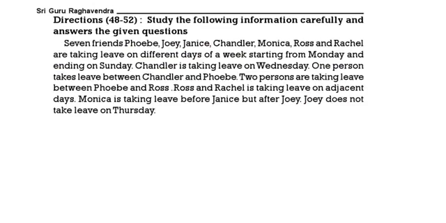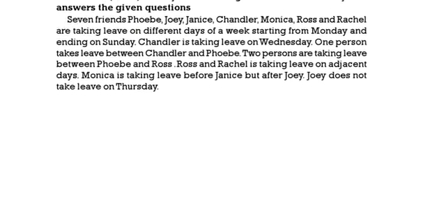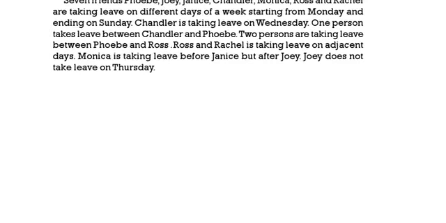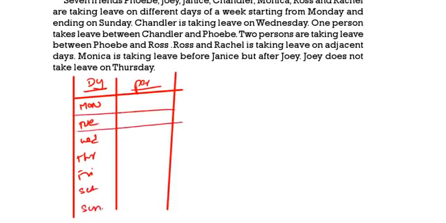7 friends are there: Phoebe, Joyce, Janice, Chandler, Monica, Rose, Rachel, and they are taking leave on different days from Monday to Sunday. So all of you write down the days from Monday to Sunday. Here we are having day, here we are having person. Monday, Tuesday, Wednesday, Thursday, Friday, Saturday, Sunday.